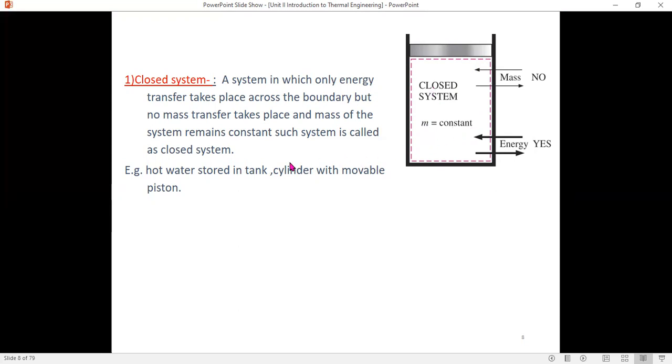Examples of such a system are hot water stored in a tank and a cylinder with a movable piston. This example is shown here. Here, mass is constant and energy transfer may take place, which is nothing but a closed system.